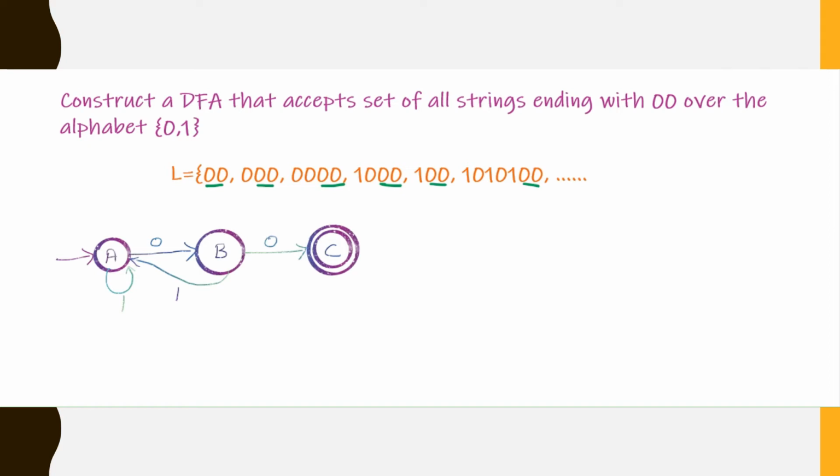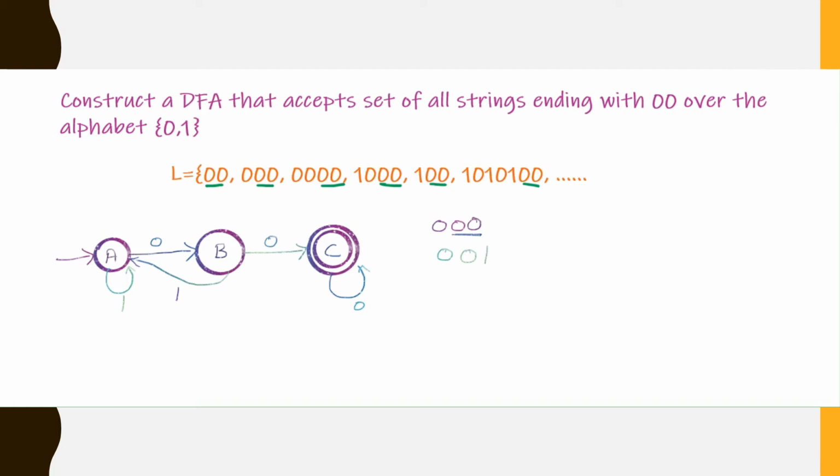And then from state C. State C will be reached only if two consecutive zeros are read. What if I read a 0 from state C? If I read a 0 again, ultimately the string ends with 00, so it should be accepted. Hence, from C for the input 0, I can stay in C itself, because I have already read 00 and I am in state C.